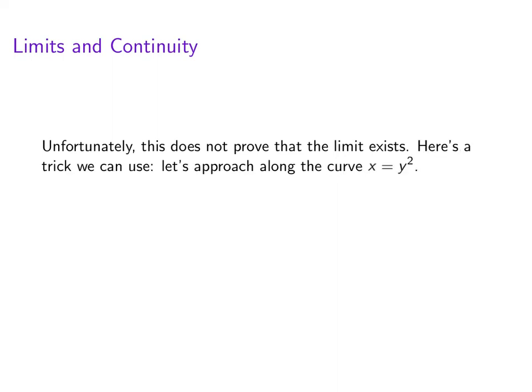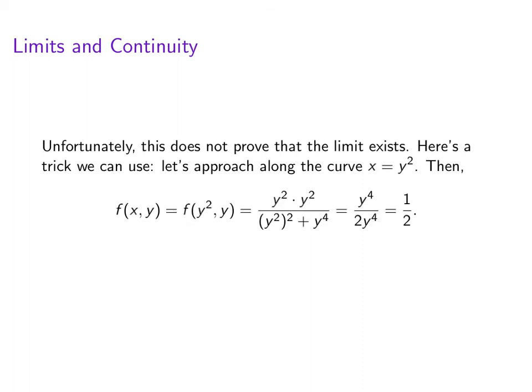Now, here's a trick. Let's approach along a curve, not just a line, and specifically we'll approach along this parabola, x equals y squared. Now, if we plug that in, we get a half. So we're getting a different value now. So that tells us that f of xy approaches a half as xy approaches 0, 0, specifically along the path x equals y squared.